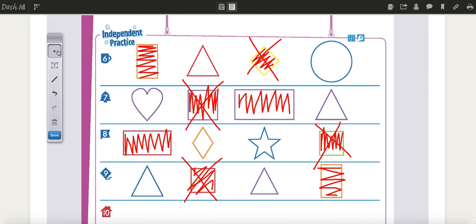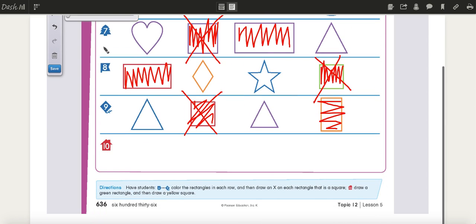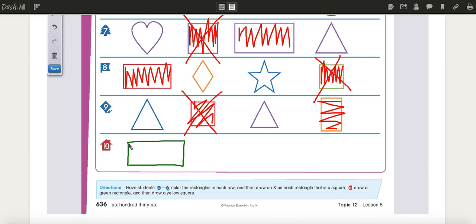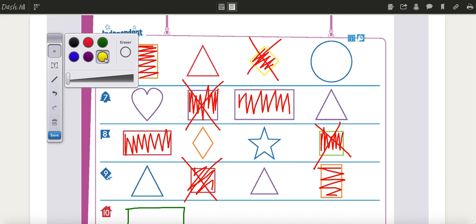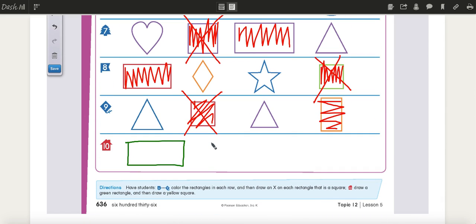So green rectangle. Next, I have to draw a yellow square. So next we're going to go ahead and we're going to move to our math packet.